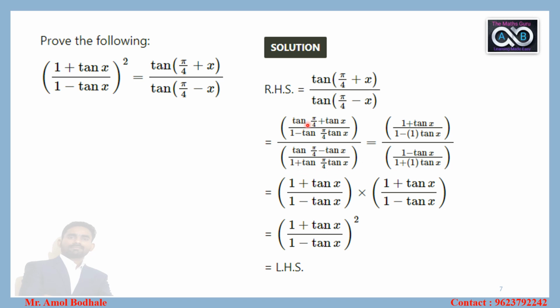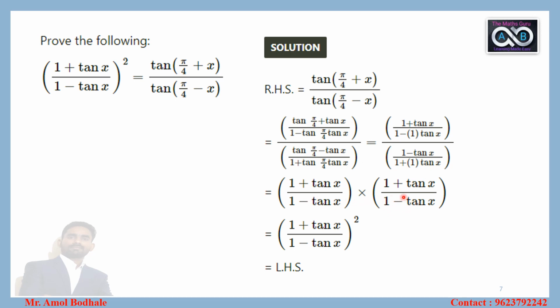Now we can put the value of tan 45, that is tan of pi by 4. As we know, tan pi by 4 is 1, so let's replace tan pi by 4 by 1: 1 plus tan x upon 1 minus 1 into tan x. Similarly, in the denominator, tan pi by 4, which is 1, minus tan x upon 1 plus 1 into tan x. Now this numerator stays as it is, which is 1 plus tan upon 1 minus tan. The division by the denominator we change to multiplication by its reciprocal. What is the reciprocal? That is 1 plus tan upon 1 minus tan.